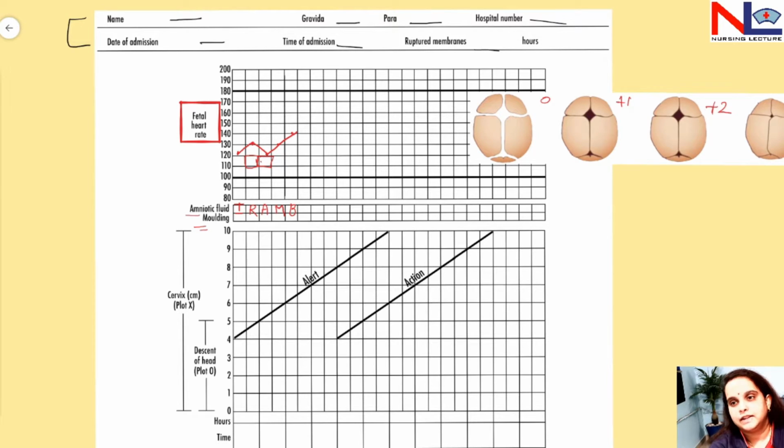And the last figure you can see here is +3. So what is +3 molding? In that condition the fetal head becomes more compressed. The suture completely disappears, and the bones lying near each other become tightly overlapped. Once you do per vaginal examination and try to separate these bones from each other, they do not separate; they are tightly overlapped over each other. If you feel like that, you need to write +3 molding.